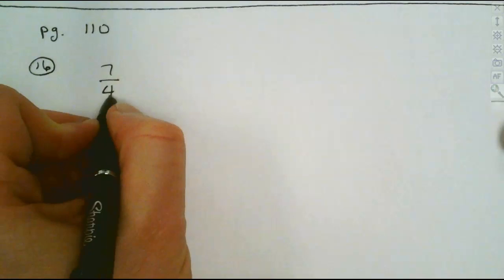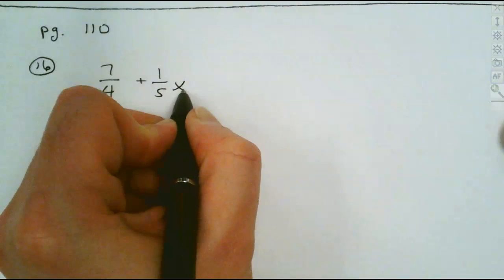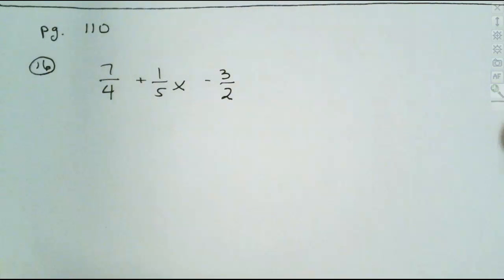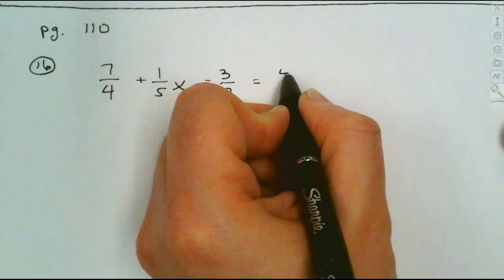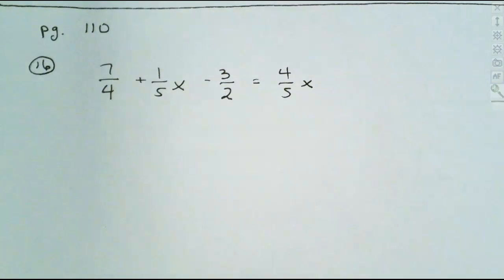I'm on page 110. We're going to begin with question 16. And we've got 7/4 plus 1/5 x minus 3/2 equals 4/5 x. So this is what we're going to work with.